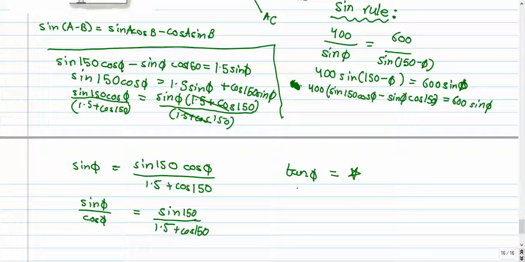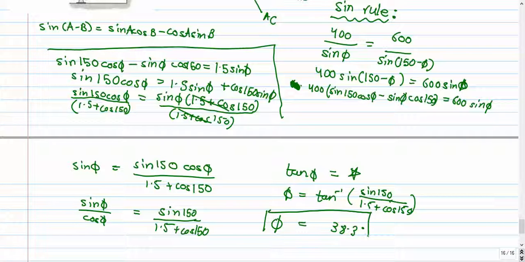Now, once we do the arctan of both sides, we get phi equals tan inverse. I'm just gonna write the whole thing here: sine of 150 over 1.5 plus cos of 150. And once you solve this on a calculator, the answer that you should get is 38.3 degrees. So this was the shorter procedure to get the value of the angle phi.